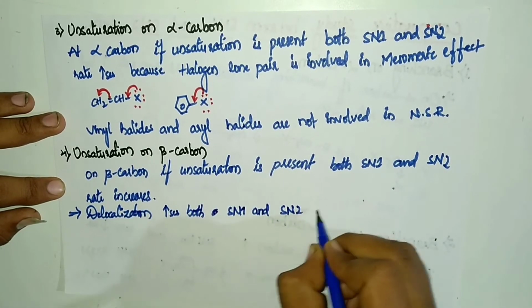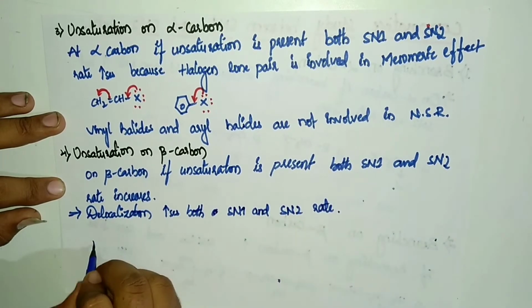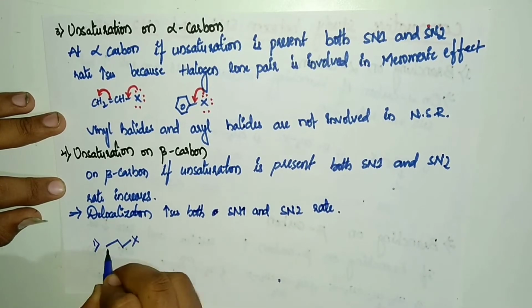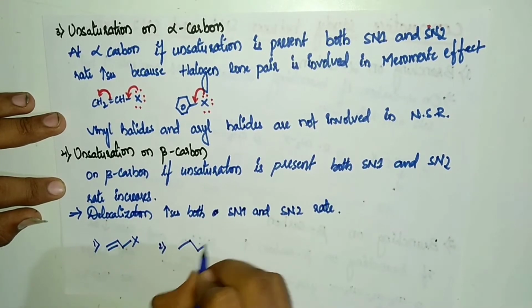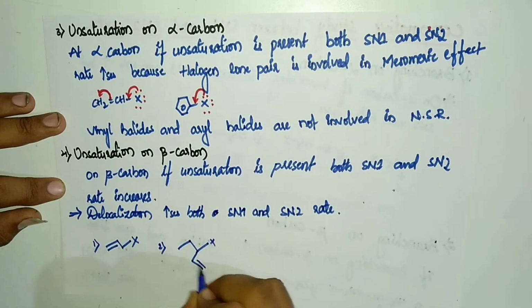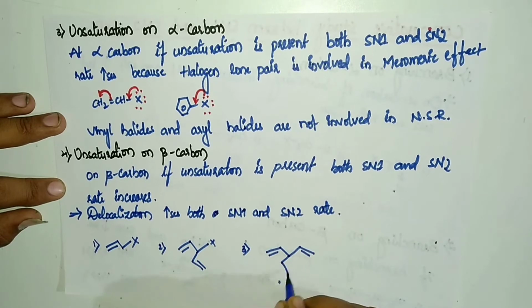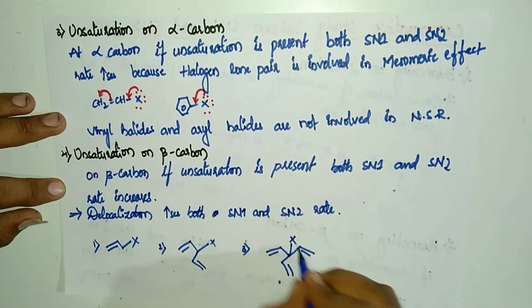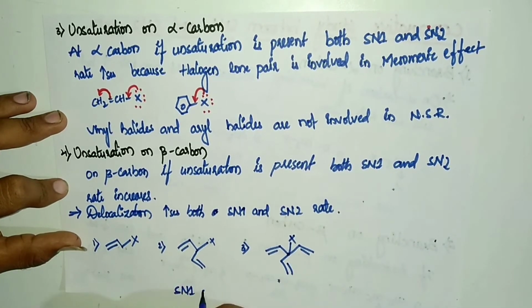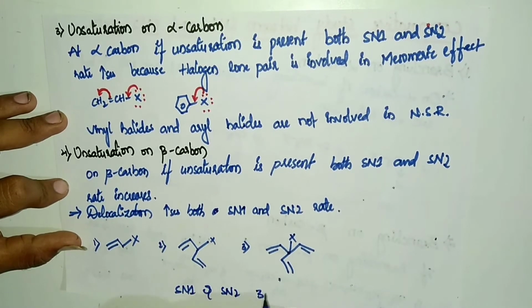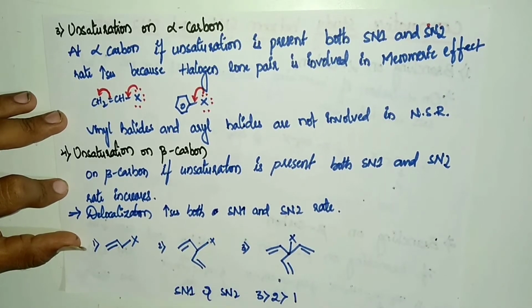And now again I am writing 3 examples and we will compare those 3 examples. In both SN1 and SN2 reactions, their reactivity is the same. So for SN1 and SN2 reaction rates, the third one is more reactive, and then the second one and the first one.